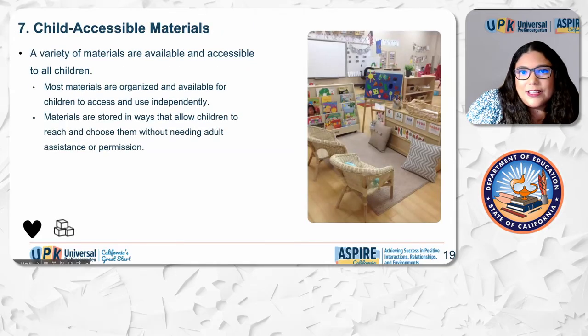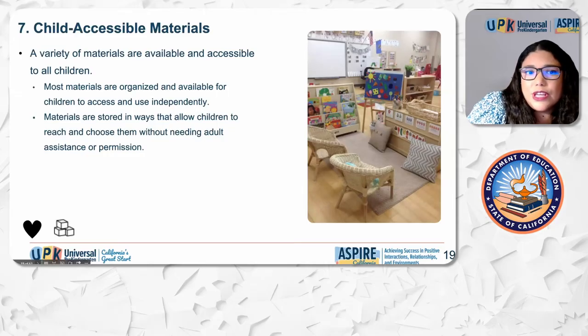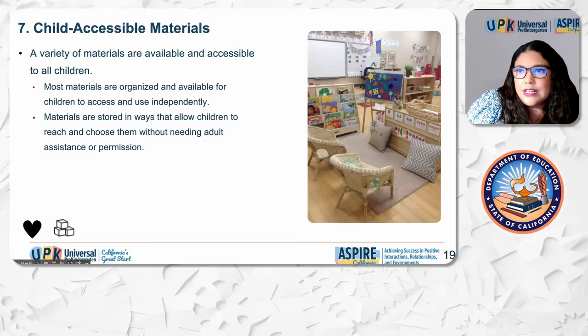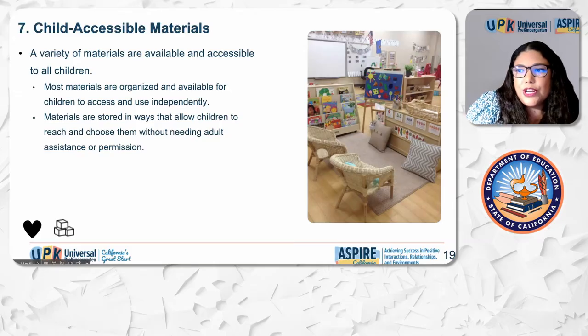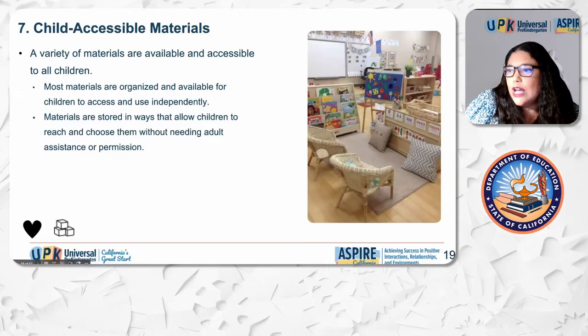Okay. Next, we have child accessible materials. So classrooms that have child accessible materials, they're available to all children. So most materials are organized and available for children to access independently. And materials are stored in ways that allow children to reach and choose them without necessarily needing the support or help of an adult, or the permission or assistance of an adult. As you can see here in the photo, all materials displayed here are accessible to children and they're able to access and use them independently.